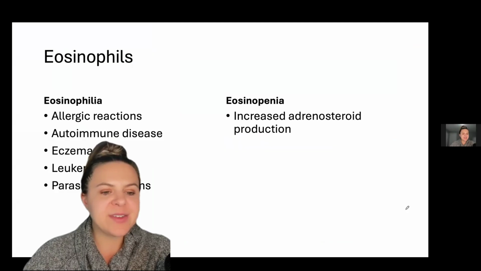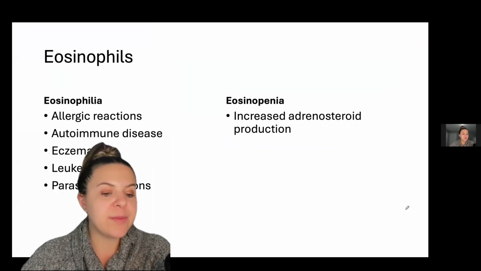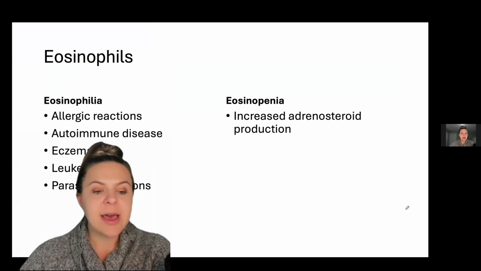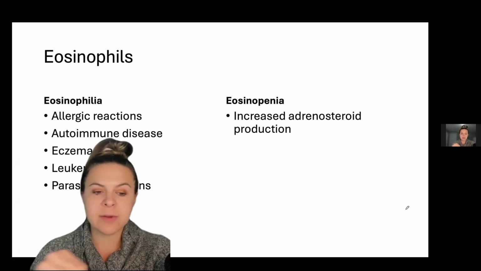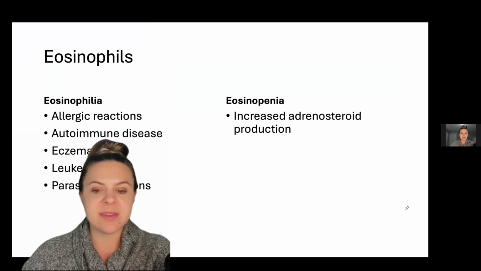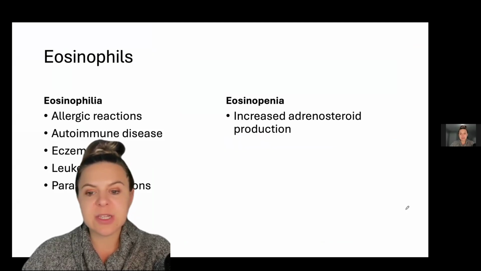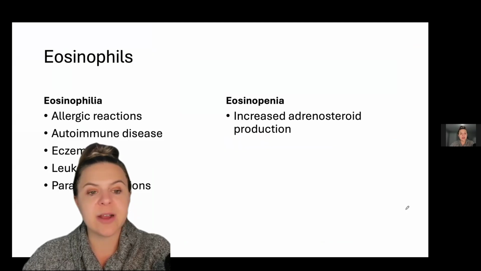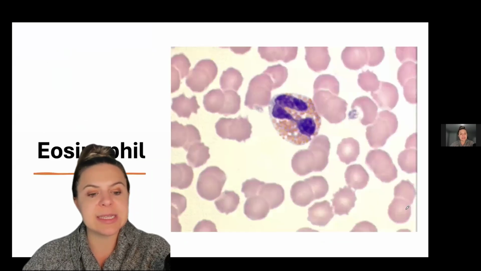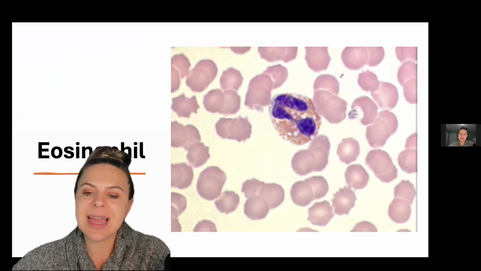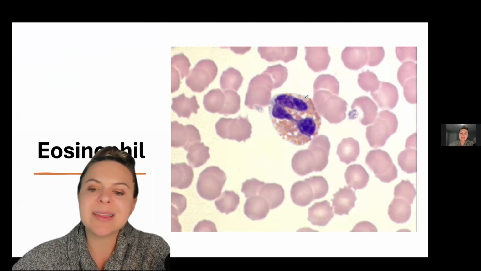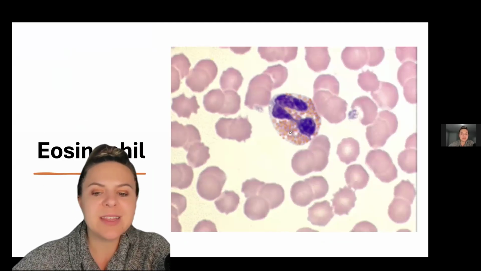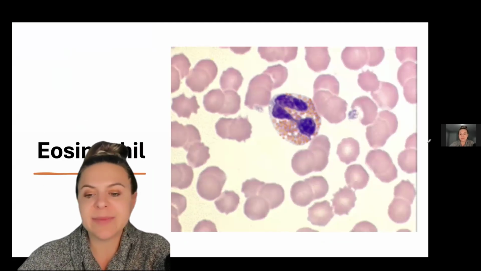Our eosinophils are typically raised with allergic, autoimmune, or parasitic infections. Eczema or leukemia also could show an increase in eosinophils. Decreased eosinophils, there's not many things, but we can see that when we increase our adrenosteroid production, our eosinophil production can decrease. This is what an eosinophil looks like. It has similar nuclear lobes to a neutrophil, but its granules stain orange or red typically.